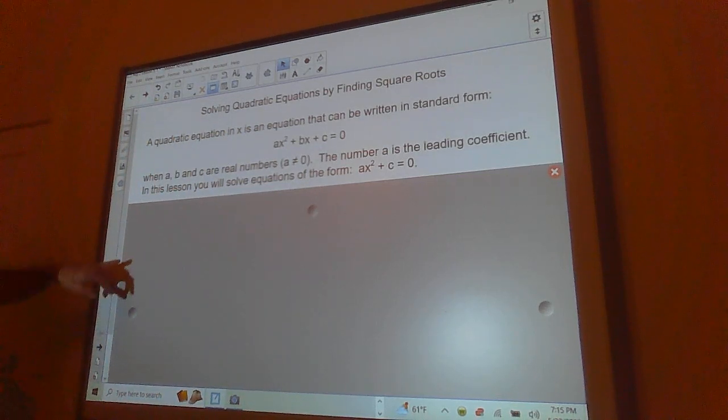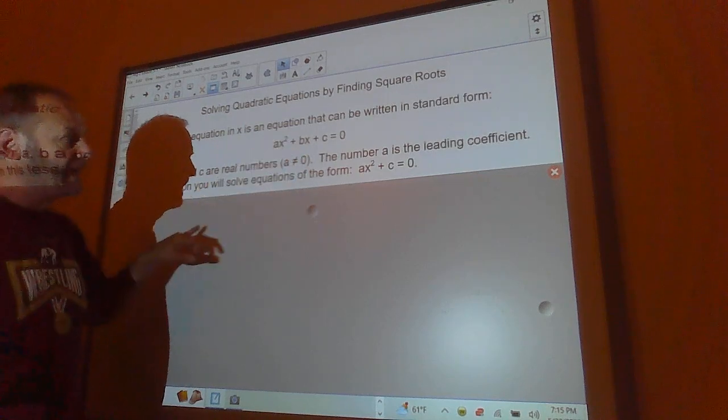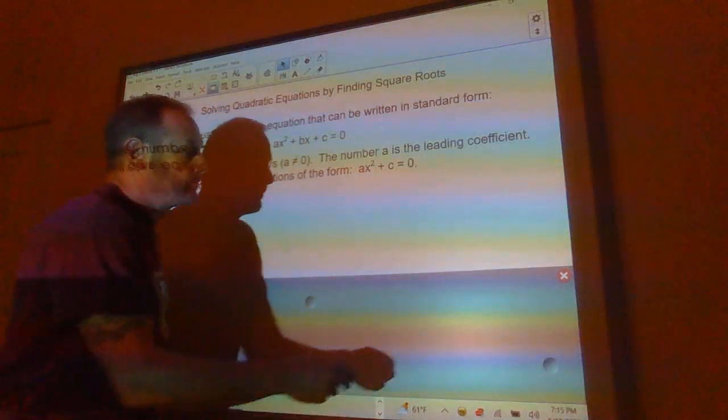The number a is the leading coefficient, and in this lesson, we're just going to look at equations of the form ax squared plus c equals 0. So there's not going to be a bx term in the middle.